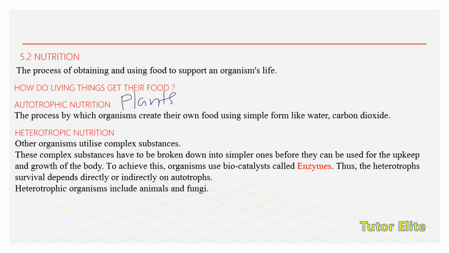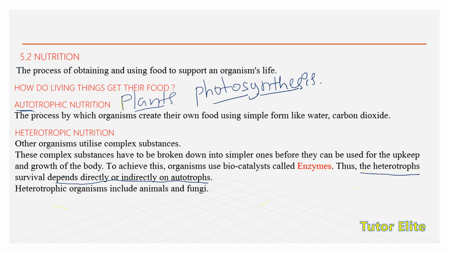We know that plants prepare their own food with the process of photosynthesis. We studied this in the previous chapter. In the presence of light, carbon dioxide and water, plants prepare their own food. So these are autotrophic; auto means self. Heterotrophic survival depends directly or indirectly on autotrophs, that is plants.